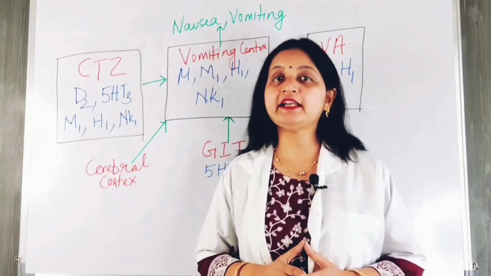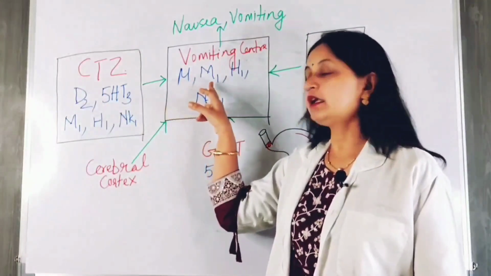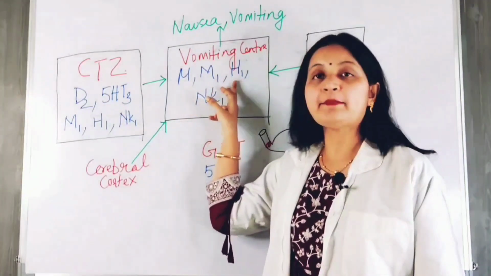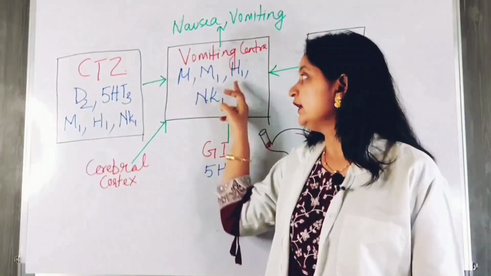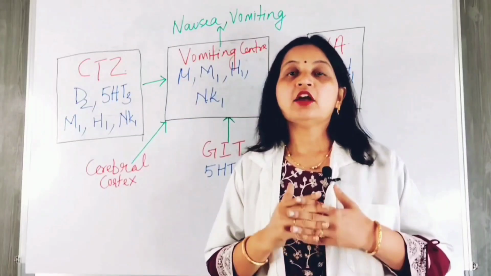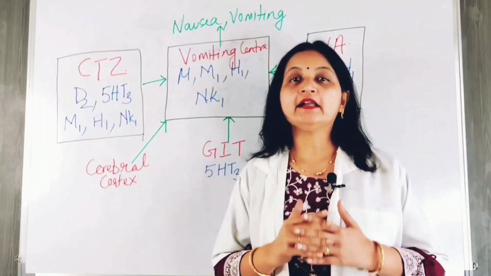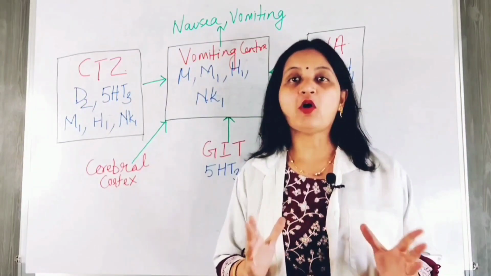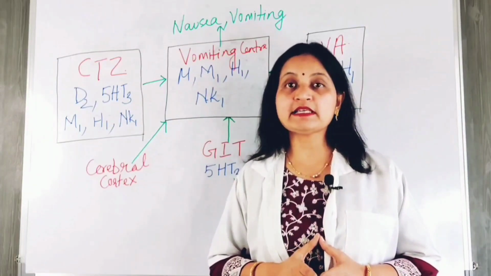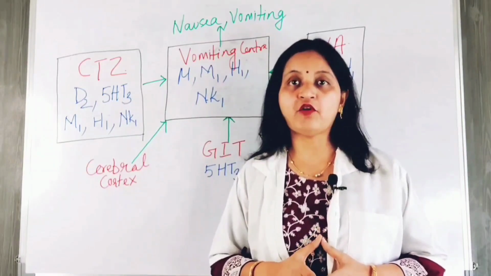The receptors that are identified in the vomiting center are the opioid receptors, the muscarinic receptor, particularly the M1 receptor, the histamine receptor, that is H1 receptor, and the neurokinin receptor, that is NK1 receptor. The vomiting center receives inputs through various pathways, and these pathways express various kinds of receptors, and stimulation of these receptors sends signals to the vomiting center which can trigger nausea and vomiting.